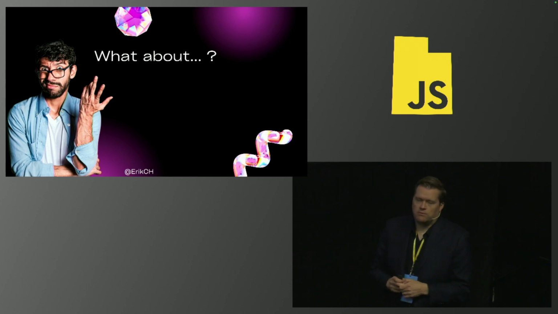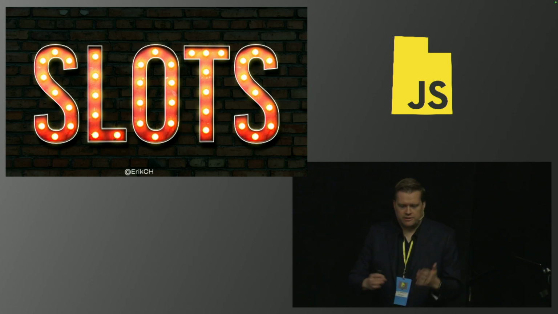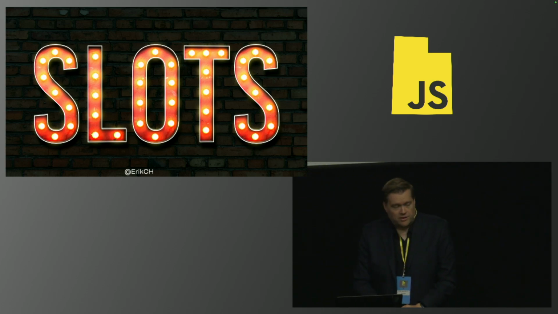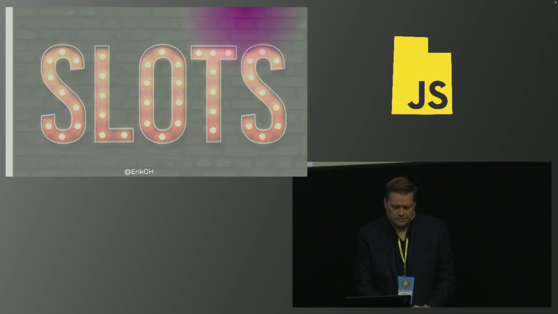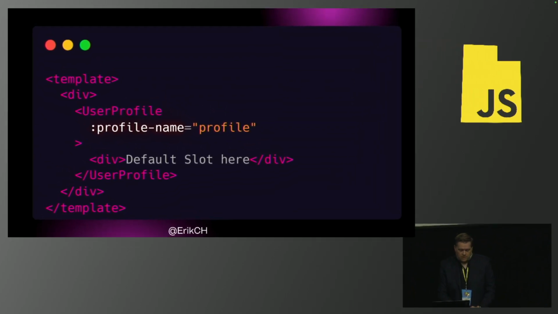But what about some other features like slots? I'm a huge slots fan. I use it everywhere inside my Vue apps. Obviously, it's just kind of fundamental to Vue. But how does that work with server components? Well, we can put something like this. Just like you'd use a normal slot between the opening and closing brackets of a user profile, we can put in some information. Now, the user profile is our server component.